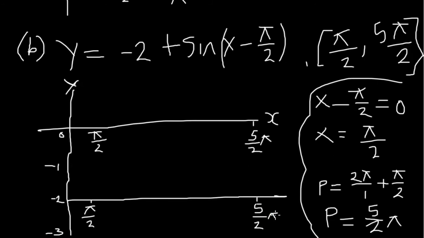So this is 5 over 2 pi. Now, apart from this, what will be next? We have found the domain. Now it's time for us to start sketching. So what is half of 5 over 2 pi? Sorry, not half of this. What is the midpoint of these two numbers?